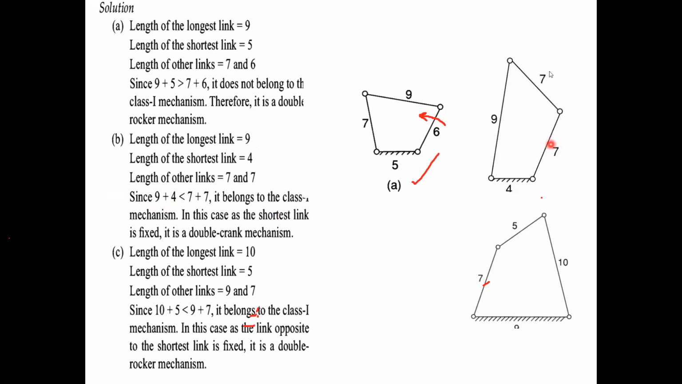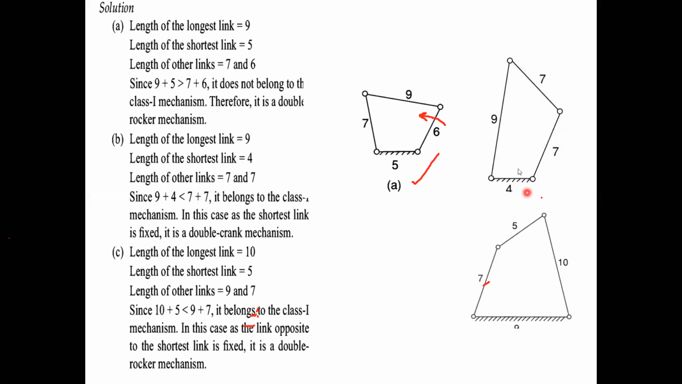And the other two link lengths are 7 plus 7. So 9 plus 4 is less than 7 plus 7. Why? Because 13 is less than 14. Okay, it is satisfying our particular condition. When you follow this statement, it belongs to the class 1 mechanism, and the shortest link is fixed. This is the fixed link.